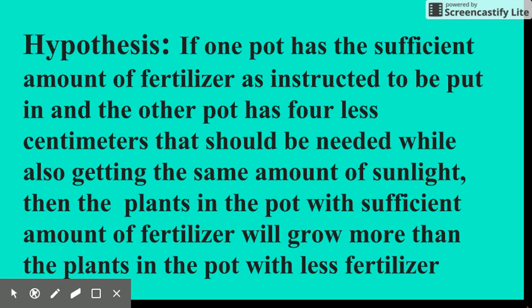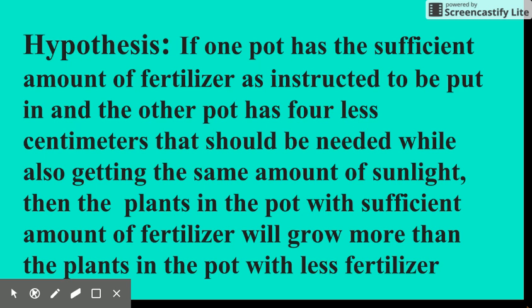My hypothesis is that if one pot has a sufficient amount of fertilizer as instructed to be put in, and the other pot has 4 less centimeters than should be needed while also getting the same amount of sunlight, then the plants in the pot with a sufficient amount of fertilizer will grow more than the plants in the pot with less fertilizer.